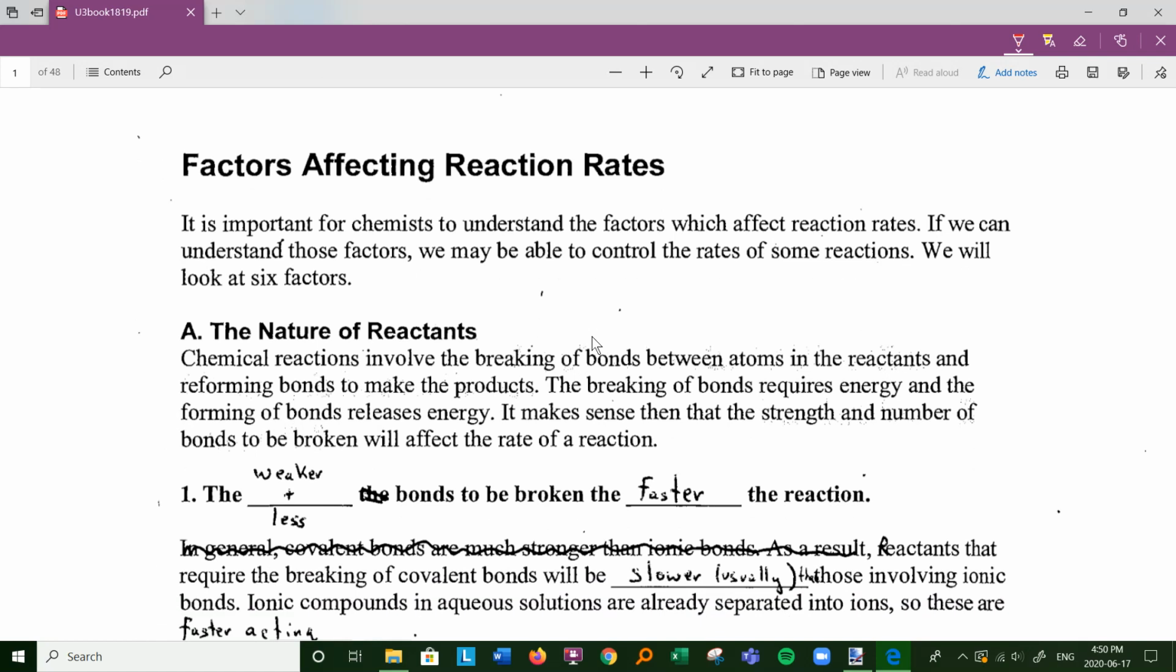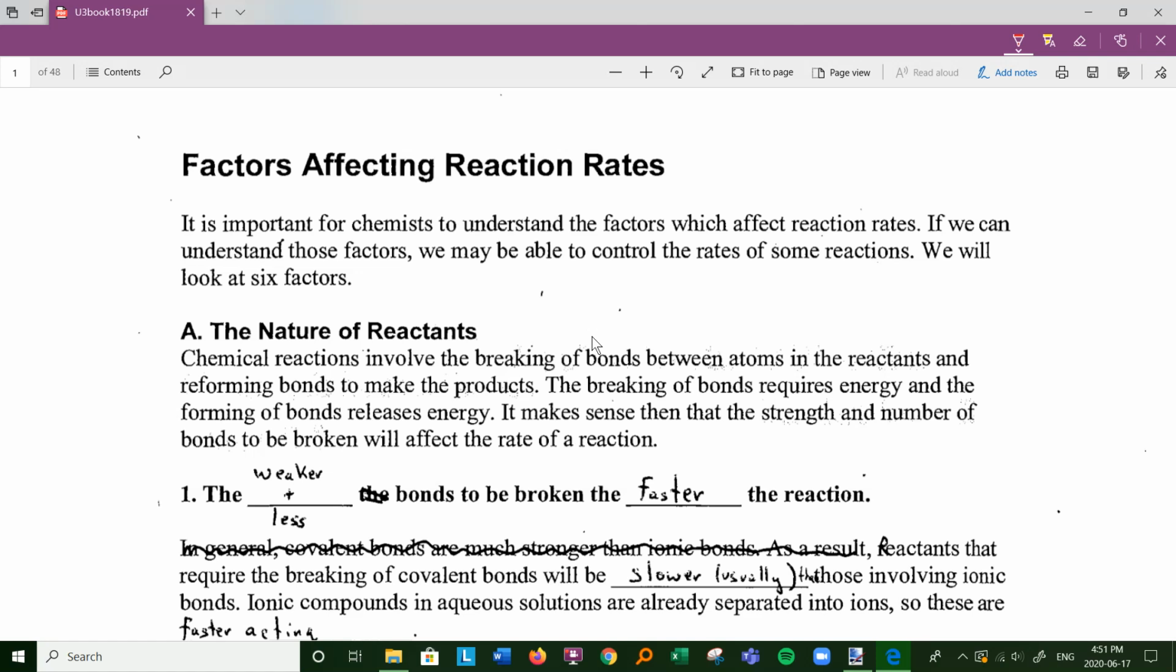So what factors affect the reaction rate? How can you make something go faster? One is the nature of the reactants. What are the reactants made of, and how many bonds are there? We know that in a chemical reaction, we have to break bonds and we make new products. The breaking of bonds requires energy, and the forming of bonds releases energy. Otherwise, you wouldn't form bonds because you wouldn't become more stable. You want to become more stable energetically.